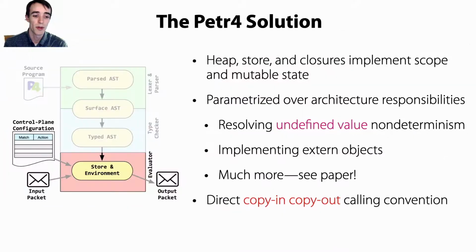So we came up with a semantics that's parameterized over architecture responsibilities. We resolve undefined value non-determinism in the architecture, which is a separate piece of code, which also implements things like external objects and architecture-specific features. You can see the paper for the full details. We use a heap store and closure arrangement to implement scope immutable state, but that's kind of straightforward.